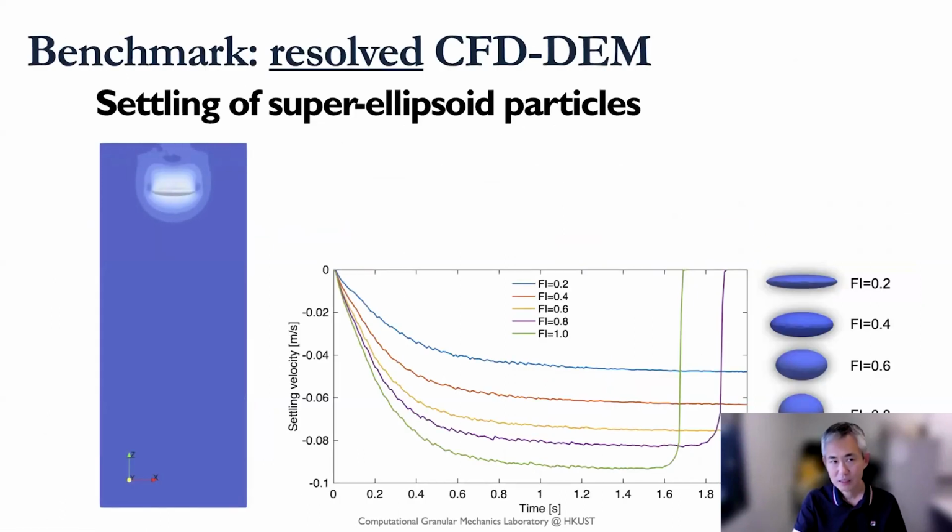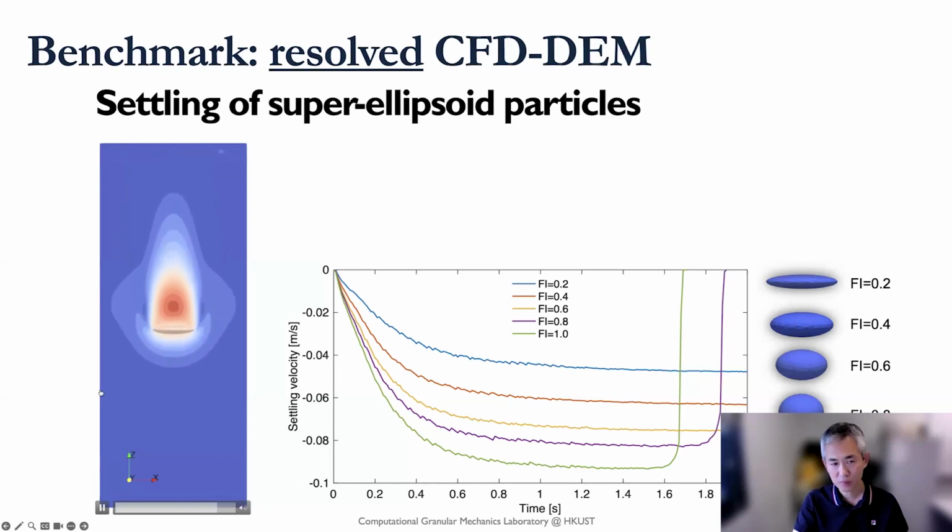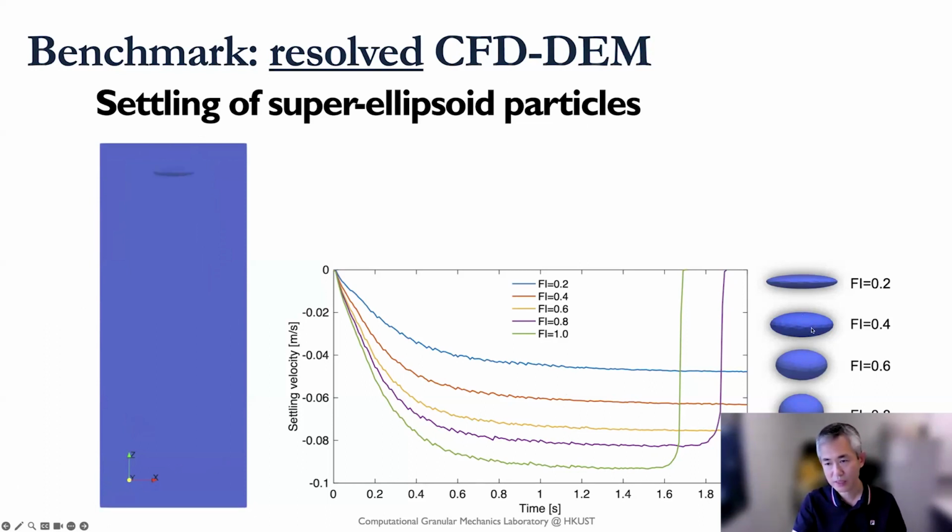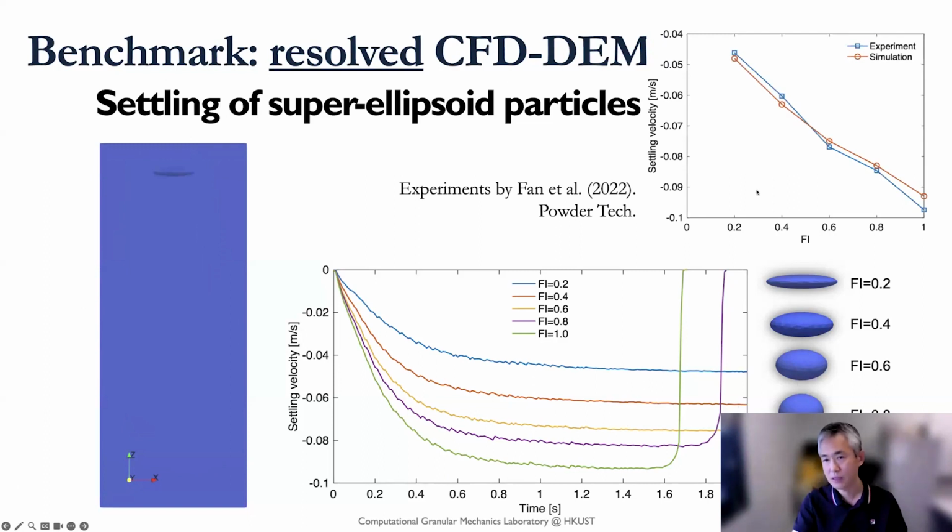This is a further benchmark for the fully resolved. Now we consider the settling of a non-spherical particle here. In this case, if the settling is not perfect, the ellipsoid particle is going to flip in a quite irregular settling process. We can settle different shapes and then get the settling curves and compare them with some experiments in the literature.